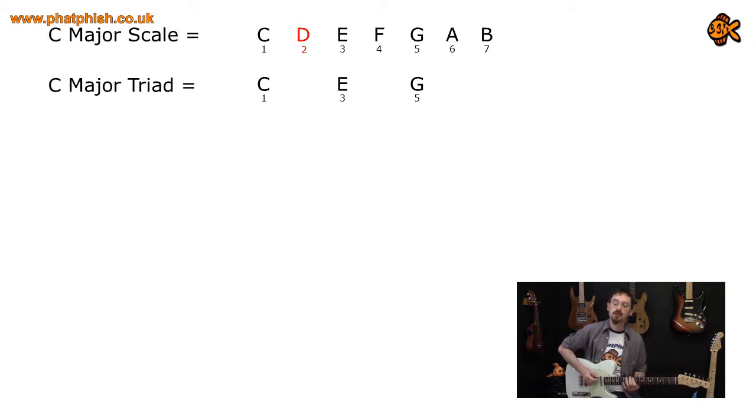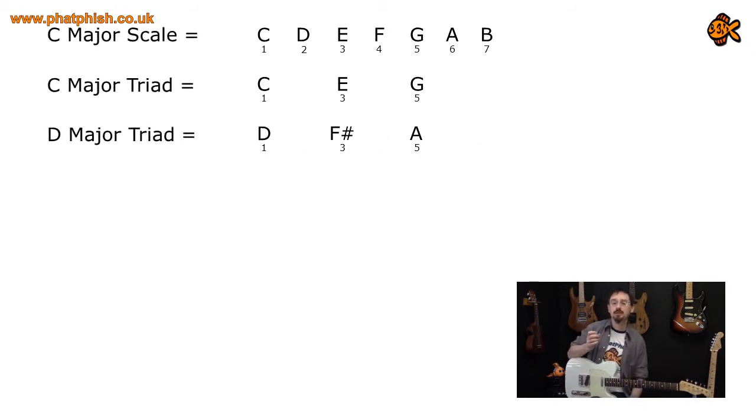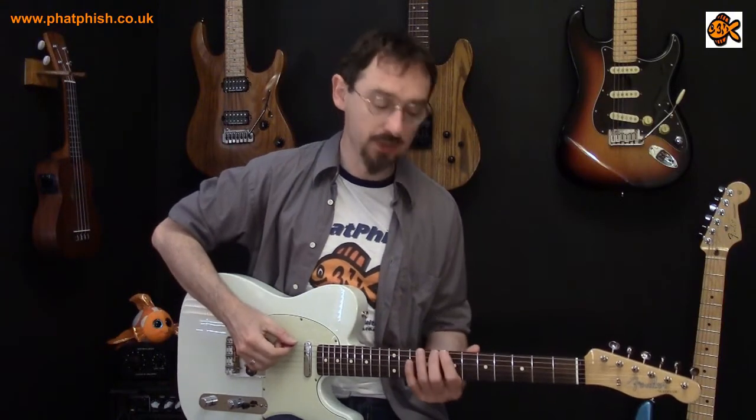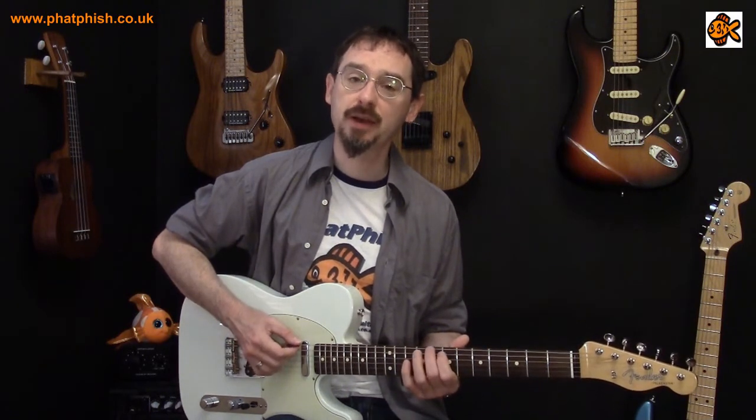Now, if we take the first, the third and the fifth degree of D major, these are the notes of D major. We've got a D as the first degree, an F sharp as the third degree, and an A as the fifth. Now that third degree in the D major triad is going to cause us a problem in this example, because F sharp doesn't belong in the key of C major. So what we're doing is taking the notes of C major and building a triad on each degree.